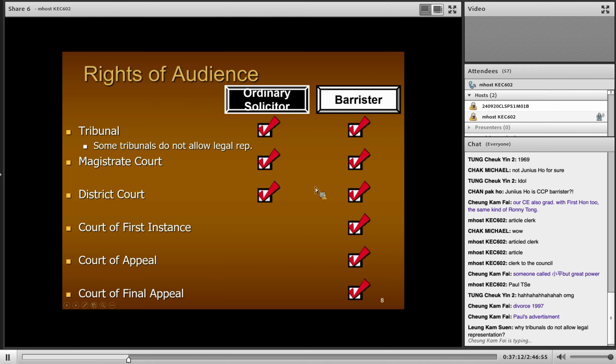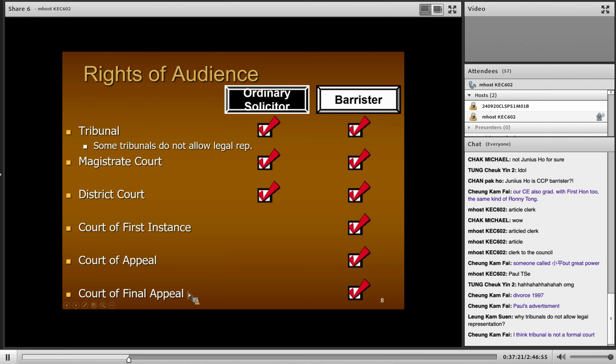So for barristers, they have unlimited rights of audience. It means that they can appear up to the Court of Final Appeal. So if you just look at this chart, this slide, of course, everyone will say, "Oh, barrister should be more superior. He has much better rights of audience." So why do you want to be a solicitor?